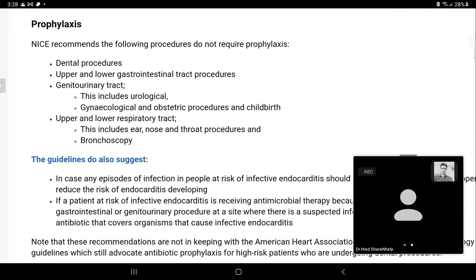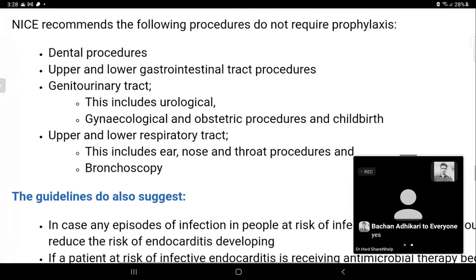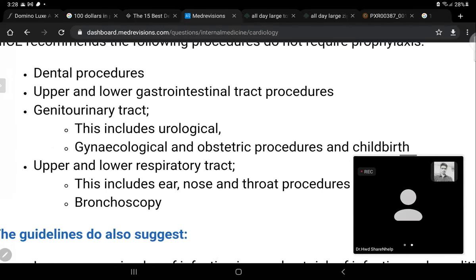Tooth removal, is it a routine procedure? Almost a routine procedure for all dentists? Yeah? Routine procedures do not need prophylaxis. Right, here's the thing. Just remember this. Dental procedures, these are routine procedures. You do not need prophylaxis. Upper GI tract procedures, such as endoscopy, a rectal exam, etc.